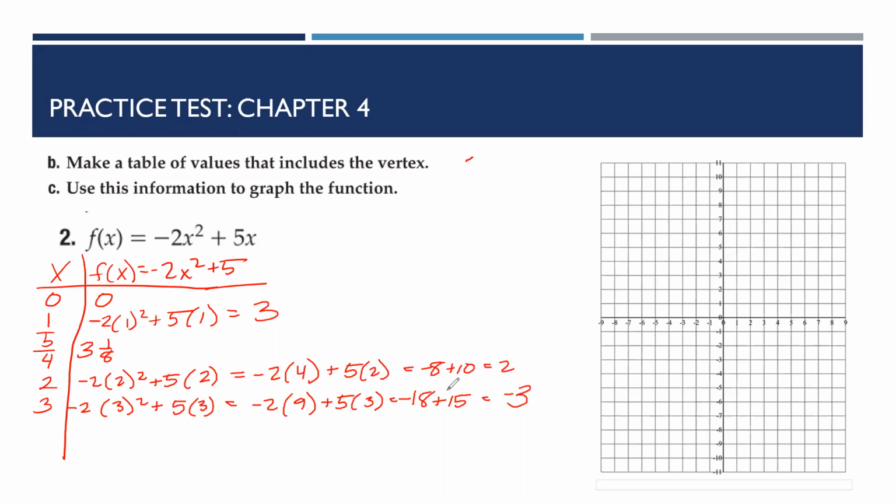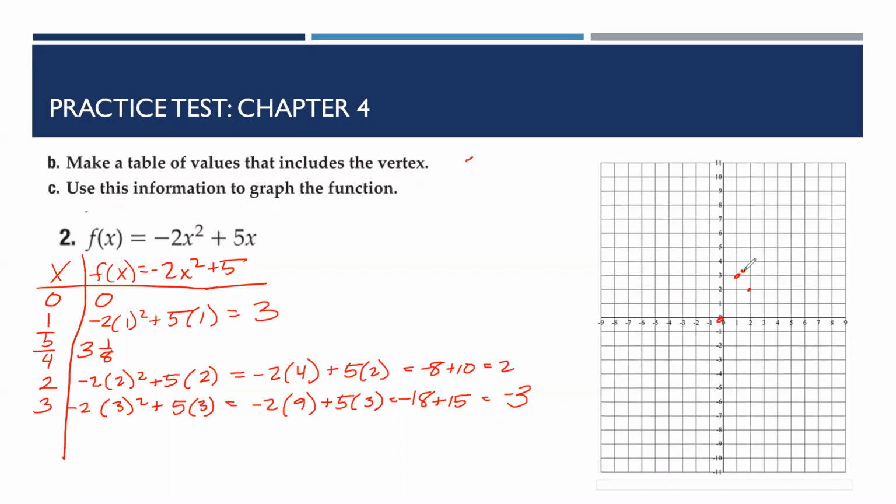you end up getting negative 2 times 9 plus 5 times 3, which is negative 18 plus 15, which is negative 3. Okay, so then when you graph these points, you've got a point at 0, 0, and then a point at 1, 3, so over 1, up 3, and then at 5/4, so a little bit more than 1, is 3 1/8, so that'd be like right here, and then at 2, it's going to be positive 2.